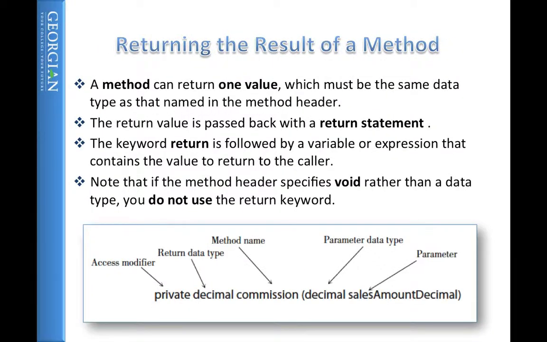So here's how it's split out. Here's your access modifier, your data type, your method name, your parameter data type, as an example, and your parameter itself. Okay? Broken out for you.